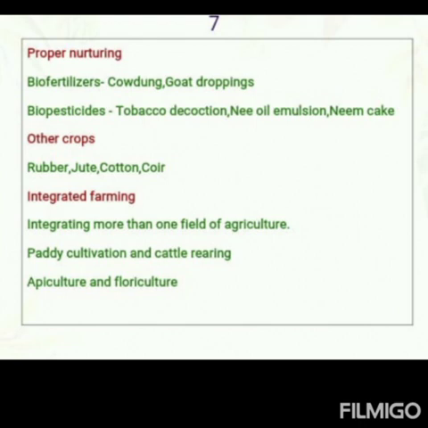So, integrated farming is a method where we can integrate more than one field of agriculture and we can obtain so many products from this type of farming. Okay. So, these were the topics we learned in the first chapter.